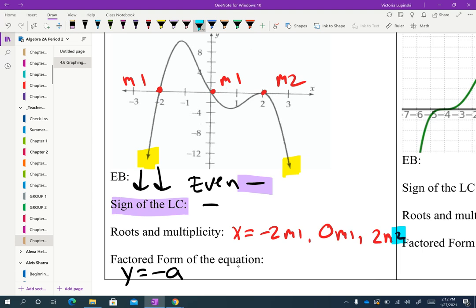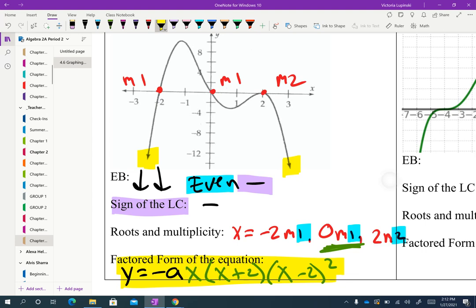Double check, 2 + 1 + 1, that's an even number. Then when you go to write your equation, remember order doesn't matter, except if you have a 0, you really should put that x first. And then x + 2 and x - 2 squared will finish you off.